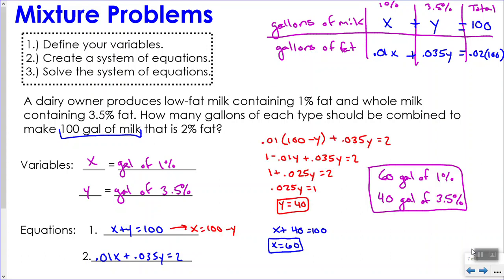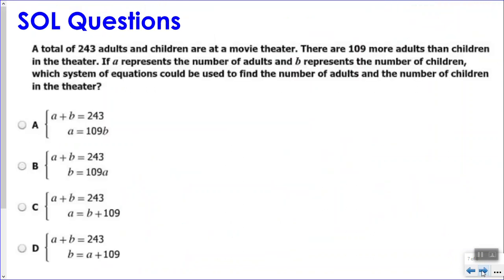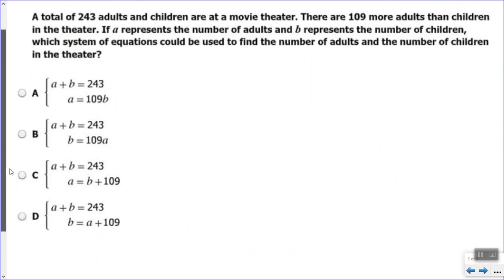Alright, so when we solve this one, again I use substitution, but you're free to use whichever method you prefer. We end up with 60 gallons of 1% and 40 gallons of 3.5%. Alright, so here's just a typical SOL type question you might see. Go ahead and read over the problem and see if you can select the correct answer.